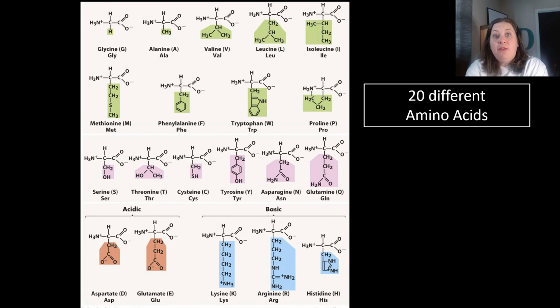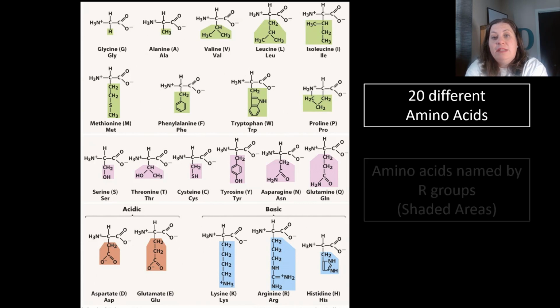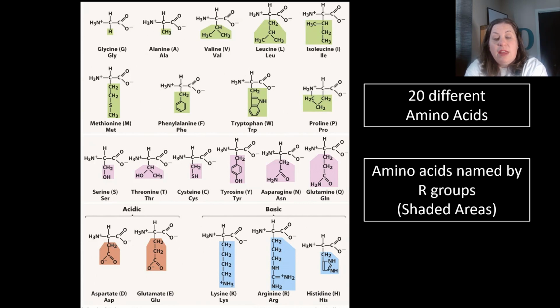So there are 20 different amino acids. That R group can be simple like an H, like you see in glycine. These are all highlighted, which are the parts that make each of them different. Or they can be a very complex chain like you see with arginine down at the bottom in blue. And so it just depends. Each of those give those different amino acids different properties. They are named based on that shaded area. Now, you do not need to memorize these 20 different amino acids. The big thing is knowing how to use a chart for them when we start talking about how proteins are made later on.